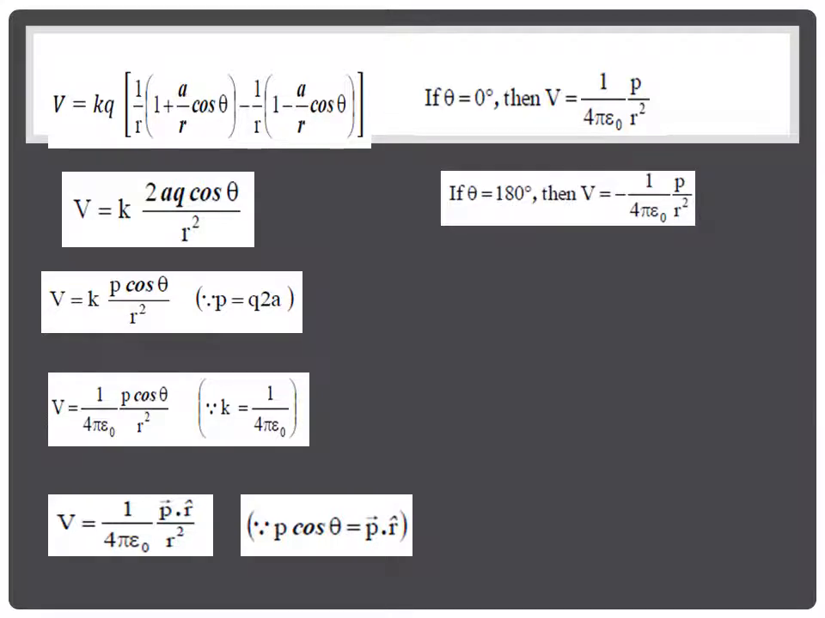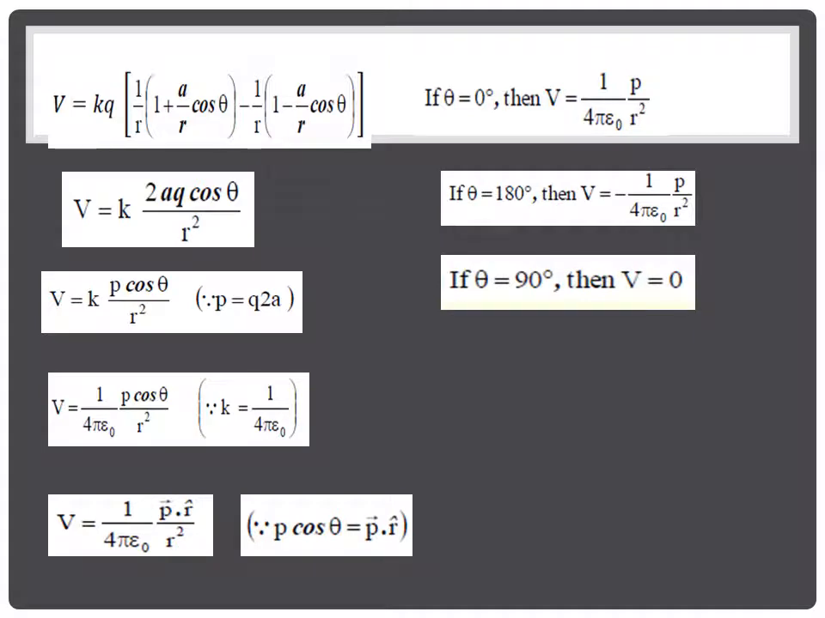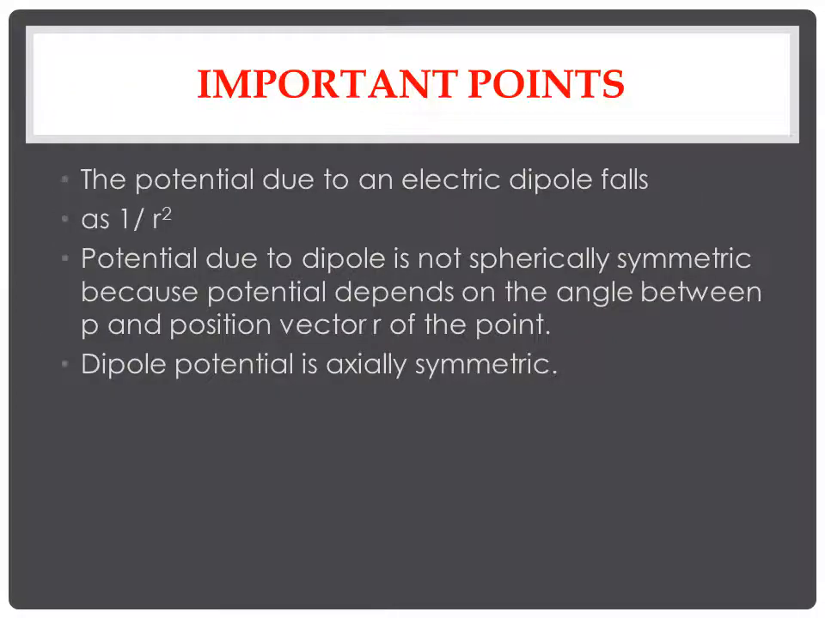If theta is equal to 180 degrees, that means if the point P lies on the axial line of the dipole on the side of minus q, then you know that cos 180 is equal to minus 1. Therefore, V will be equal to 1 by 4 pi epsilon naught p by r squared with a minus sign. Now, if theta is equal to 90 degrees, that is, if the point P lies on the equatorial line of the dipole, then cos 90 is equal to 0. Therefore, the potential V will be equal to 0.